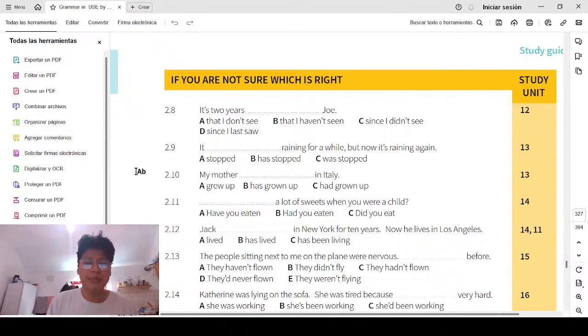Next one. It's 2 years that I don't see Joe, or maybe it's 2 years that I haven't seen Joe, or it's 2 years since I didn't see Joe, or it's 2 years since I last saw Joe. In that case, it's since I last saw Joe. Check it out. It's 2 years.